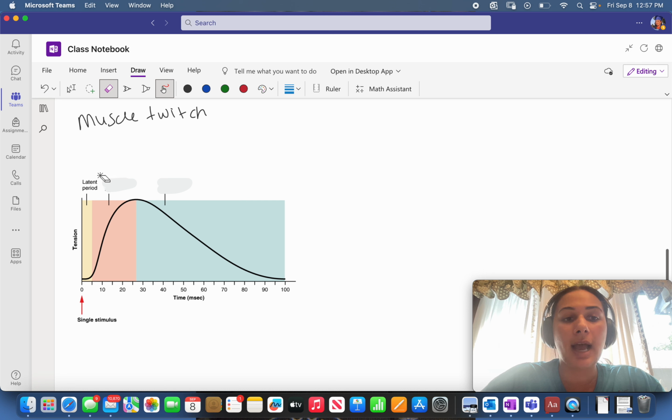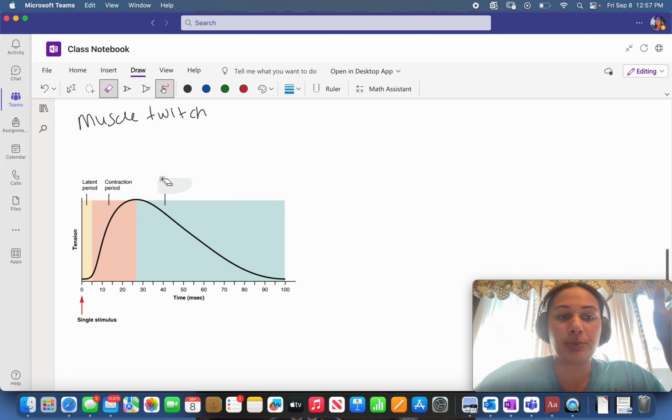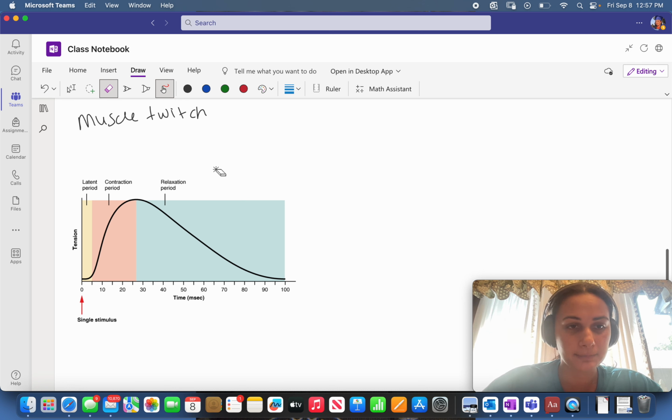Following that, we're going to have the contraction period. During the contraction period, this is when actin and myosin form cross-bridges and ATP is used. After the contraction period, we're going to have the relaxation period, which is the longest period. After this, calcium's transported back into the sarcoplasmic reticulum, and the muscle is going to lengthen because it's relaxing.